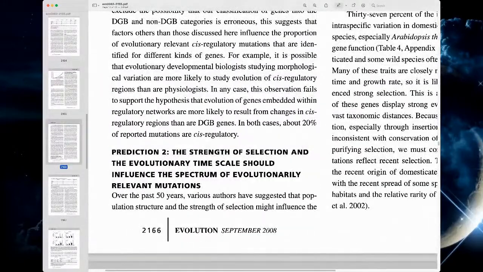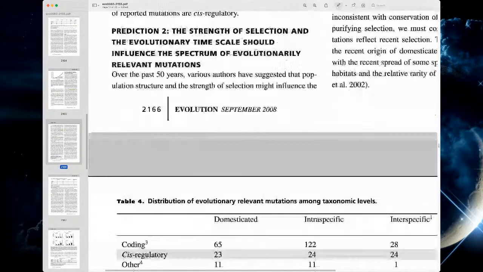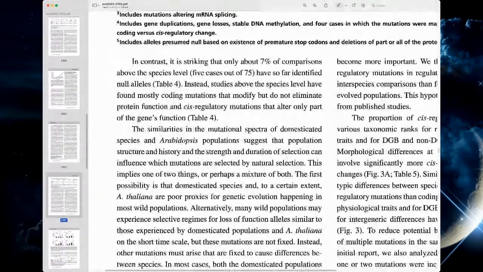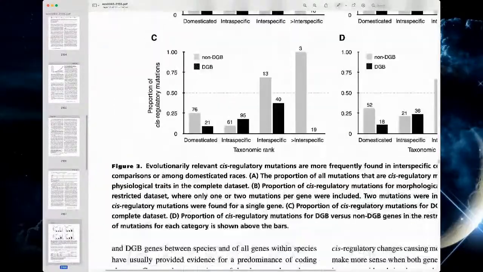Prediction 2, the strength of selection and the evolutionary timescale should influence the spectrum of evolutionary relevant mutations. Why is that totally meaningless to me at this point? Just went right through my brain and it came out the other ear. That's prediction 2. So I think they're saying it depends on selection as well. Well, obviously. So where's prediction number 3?